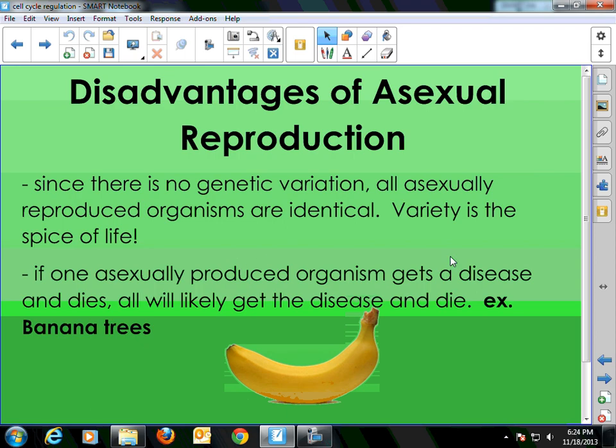So we can talk a little bit more about this case in class when we get there. So that's definitely a disadvantage to asexual reproduction. And if you learn nothing else from biology class, you should know that variety is a good thing. Variety helps organisms to survive. Asexual reproduction does not give that variety.